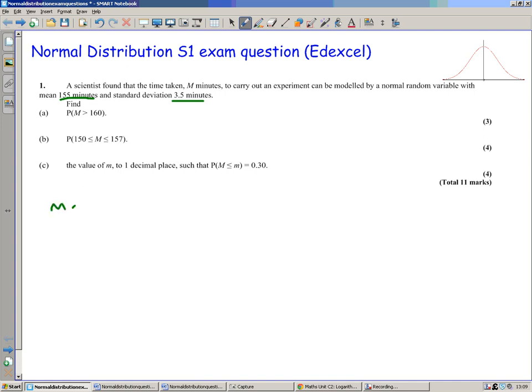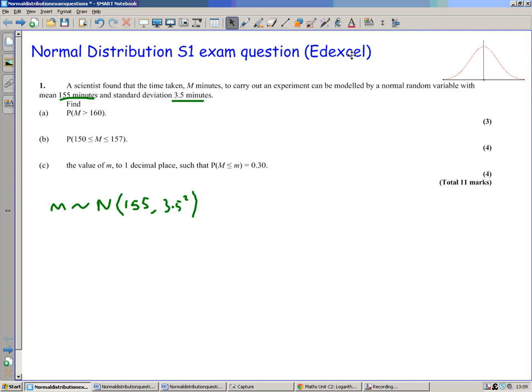M is normally distributed with mean 155. And how do we write the other bit? The standard deviation, what do we write here? Yeah, it's 3.5 squared. We do tend to write it like that because it's the mean and variance that we have defined in our normal distribution.